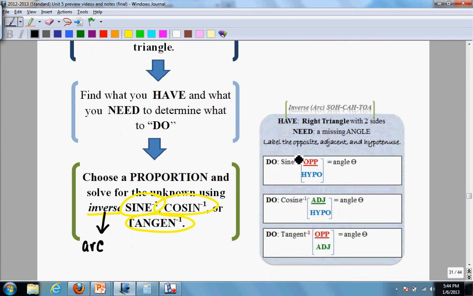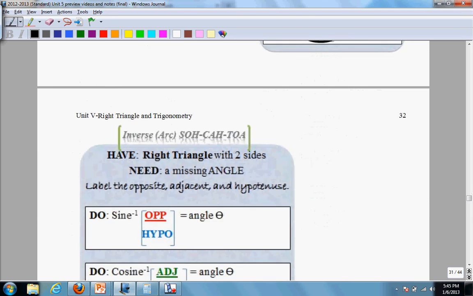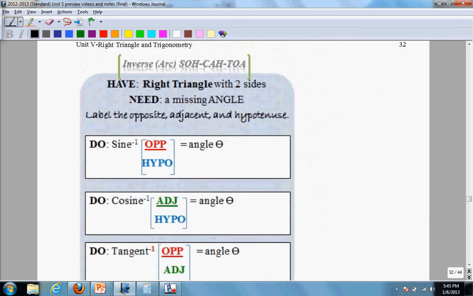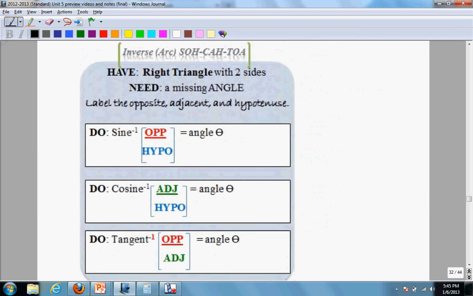So we take a look here. Inverse sine, opposite over hypo, gives you the angle. Inverse cosine, adjacent over hypo, gives you the angle. Inverse tangent, opposite over adjacent, gives you the angle. These are called the inverse, also known as arc. You must memorize these.